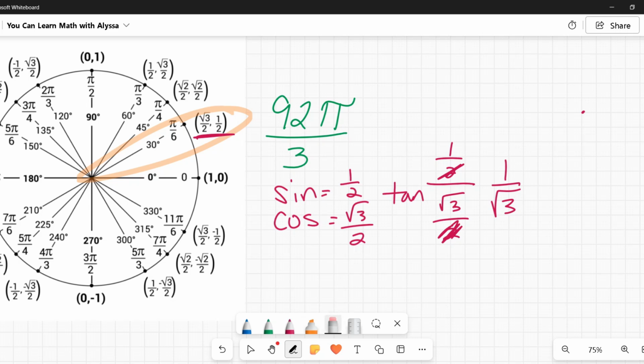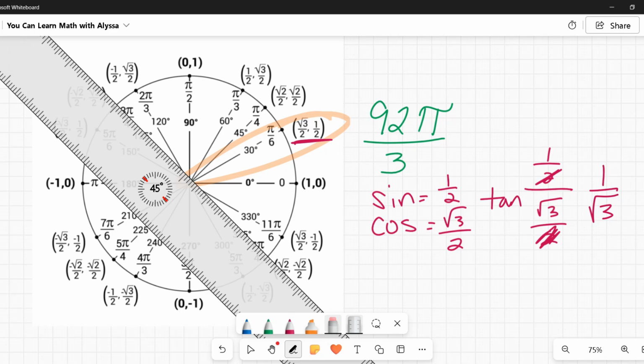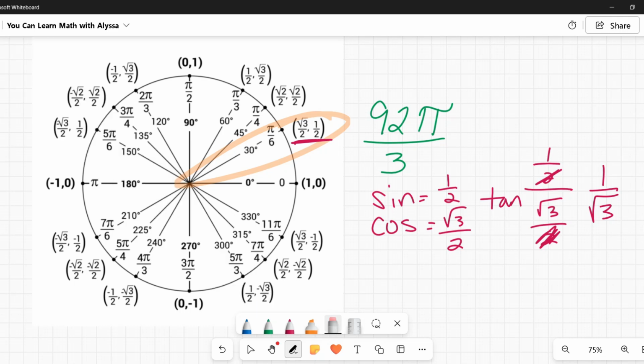And that is how the unit circle is used to find the sine, cosine, and tangent, to help memorize the sine, cosine, and tangent for all of these common angles. Okay, random ruler out of nowhere.